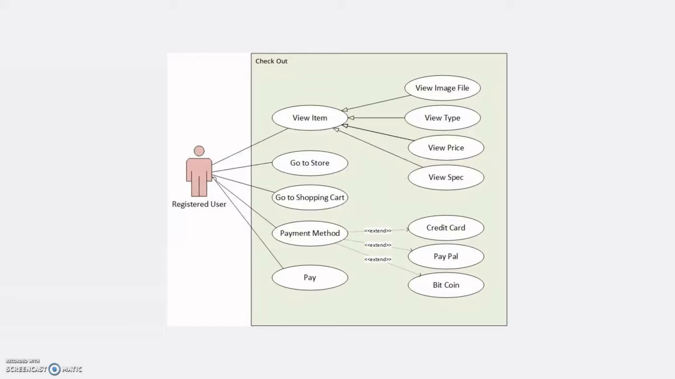Here's the use case for checkout. A registered user can view an item, go to the store, go to the shopping cart, select a payment method, and press the pay button to go to the next page. Credit card, PayPal, and Bitcoin extend payment method. And view item generalizes view image file, view type, view price, and view spec.